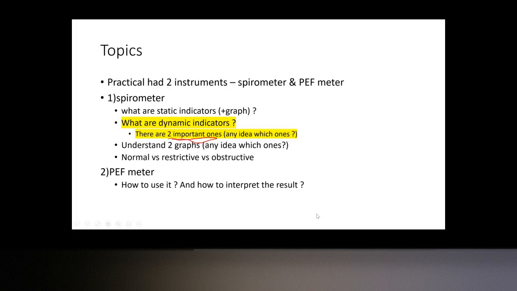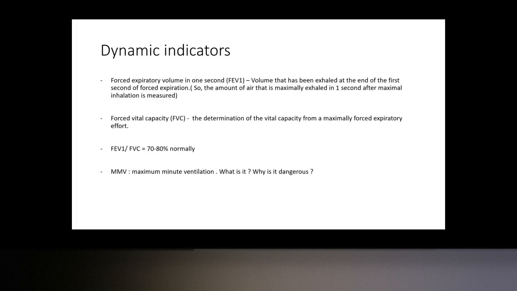Okay, so dynamic indicators are the values, capacities, and volumes that change over time. Like I said, there are many of them, like the respiratory rate, the minute ventilation, the minute alveolar ventilation. But the two important ones we require are forced expiratory volume in 1 second, and FVC, forced vital capacity. The reason we require these two is to get this ratio, because this ratio is what we will later have to use to differentiate between obstructive, restrictive, and normal.